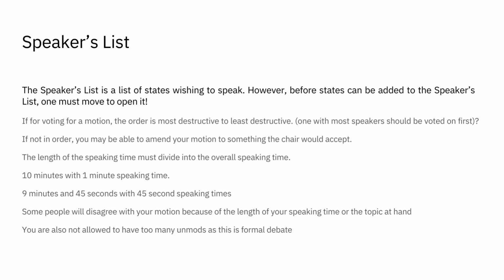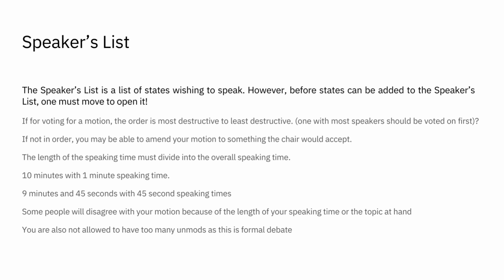The speakers list is the list of member states that are wishing to speak. However, before you can be added to the speakers list, you have to open it first in debate. You have the motion to open it. If you're running for a motion, the order is from most restrictive to least restrictive, so the one with the most speakers should be voted on first. It's also called most restrictive.